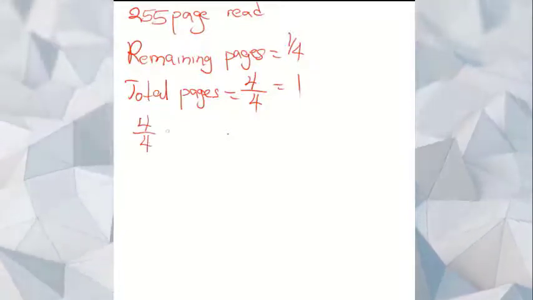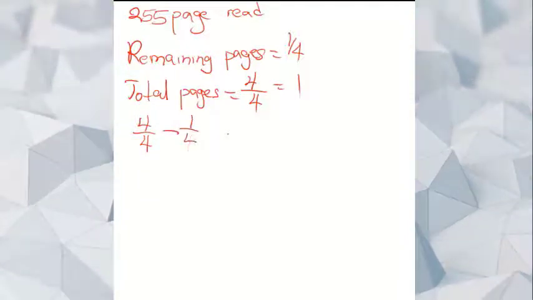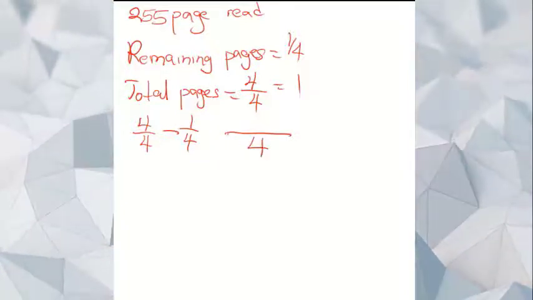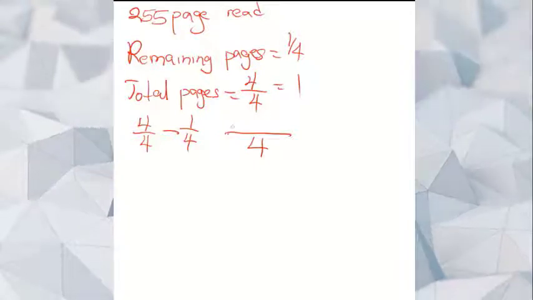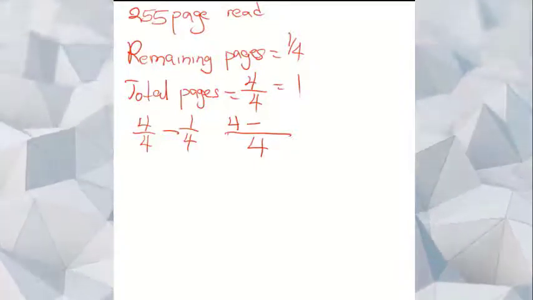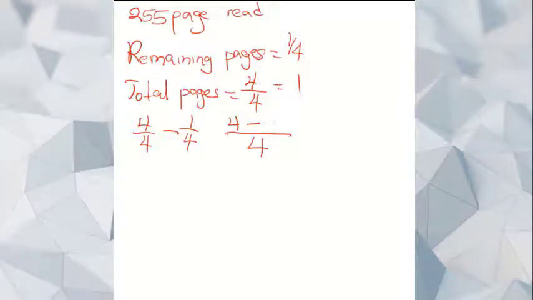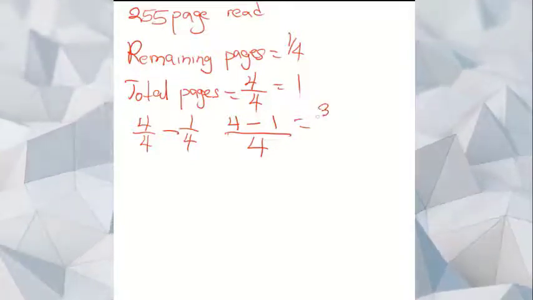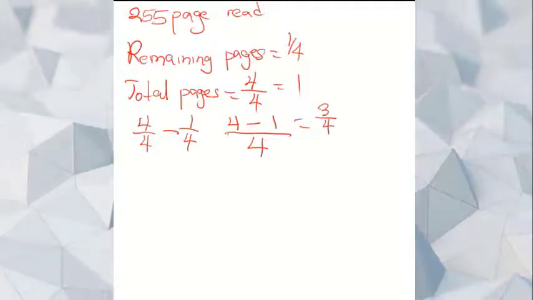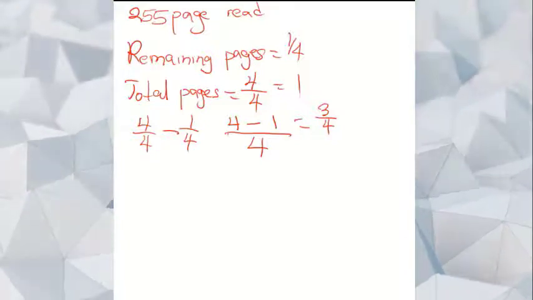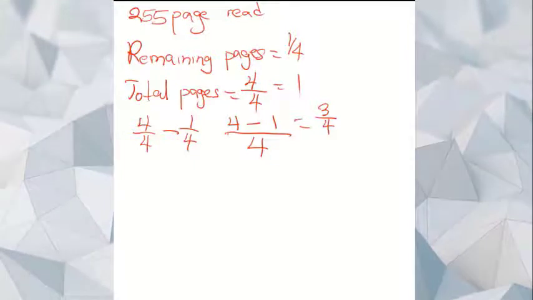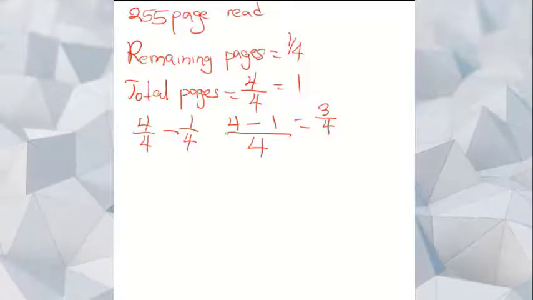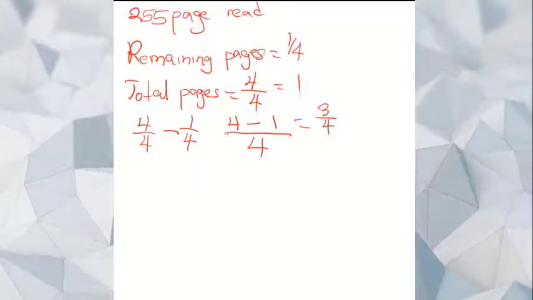So to get the fraction of the pages that have been read, we are going to do 4/4 minus 1/4. The LCM of 4 is 4. 4 into 4 goes 1, 1 times 4 is 4. Minus 4 into 4 goes 1, 1 times 1 is 1. So it is equal to 4 minus 1, which is 3/4. So this is the fraction of the pages that have been read. The fraction of the pages read is 3/4.